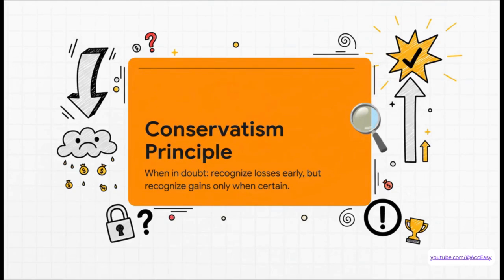And finally, we have the conservatism principle. You can think of this as the better safe than sorry rule. If there's a chance of a loss, you record it. But if there's a chance of a gain, you wait until it is absolutely certain. This is what prevents companies from getting way ahead of themselves and booking revenue from some massive deal before the ink is even dry on the contract.